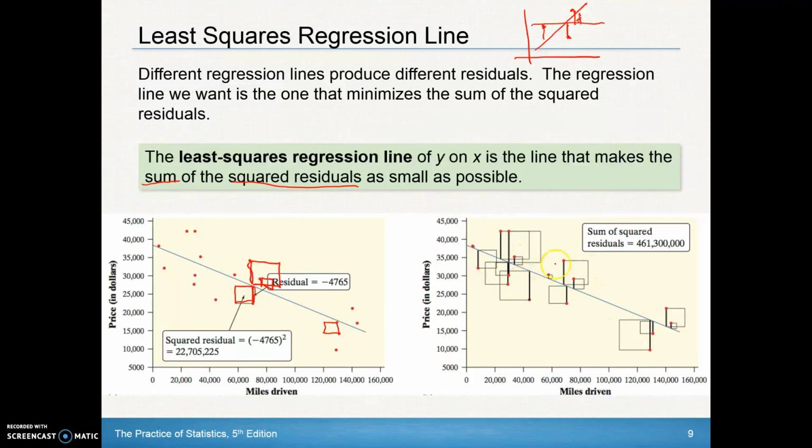So by changing the slope and moving the line, we're adjusting all those areas of those squares, but the least squares regression line is the one that's got the smallest area of all these squares added up.